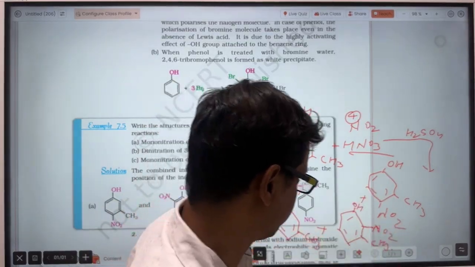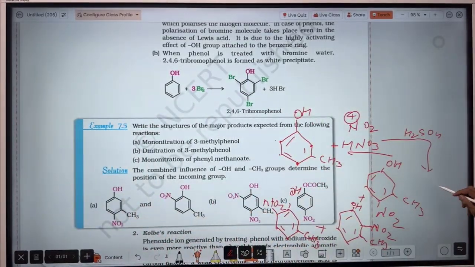So there will be 3 products. In this one case, this product will be the major product because NO2 group is at the para position with respect to OH. Among OH and CH3, OH donates its electron more frequently in the benzene. That's why, about the position of NO2, we will have to consider the position of NO2 with respect to OH, because OH donates the electron more frequently inside the benzene compared to that of methyl.